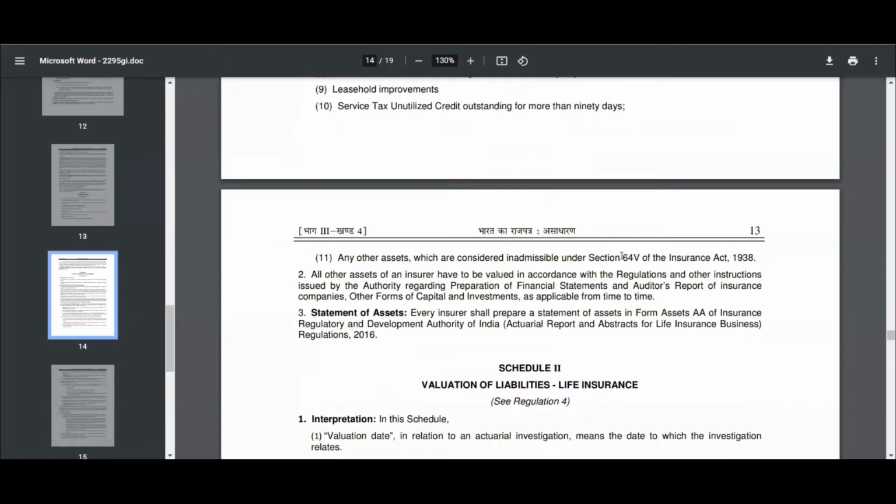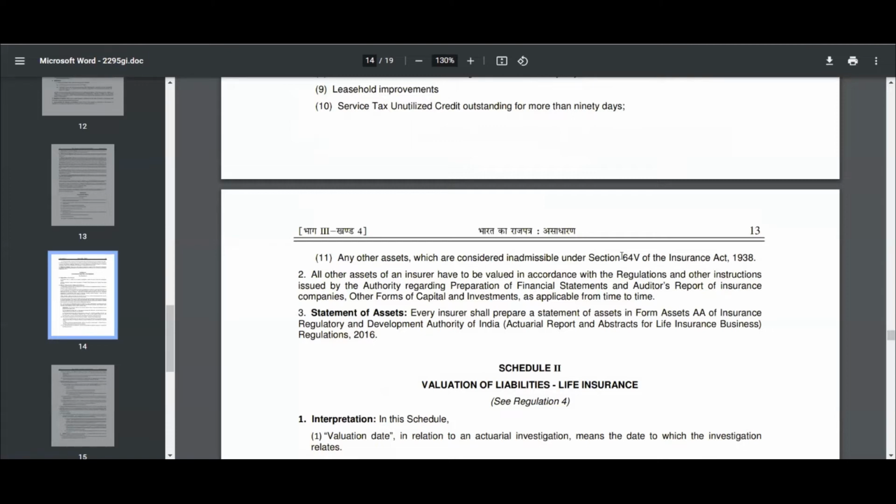And the assets, the insurer is required to submit a statement of asset to the regulator, as per the form AA of the actuarial report and abstract regulation. The actuarial report and abstract is the format in which everything is presented to the regulator.